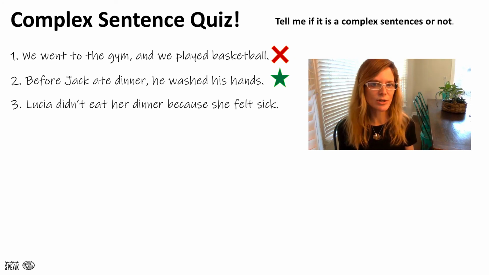Lucia didn't eat her dinner because she felt sick. This one is a complex sentence as well. The independent clause starts the sentence. Lucia didn't eat her dinner. And remember, when we start with the independent clause, and then we have one of those special words that start the dependent clause, we don't need any punctuation. So I see the word because, and I know, oh, that's going to be a dependent clause. This is a complex sentence.